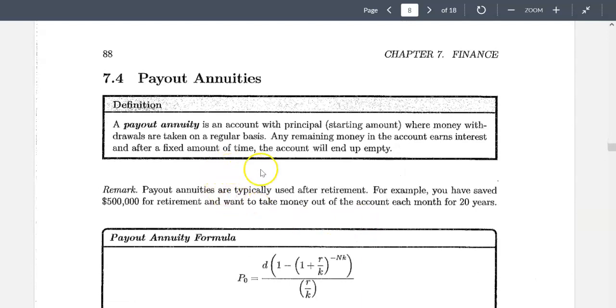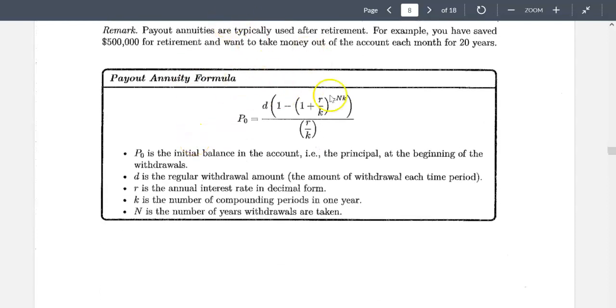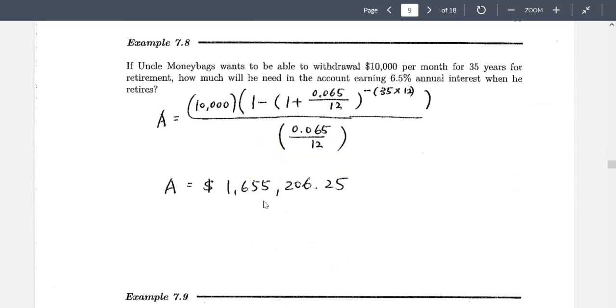All right, payout annuity. This is an account with a principal where money withdrawals are taken on a regular basis. So it's the opposite of the annuity we just talked about. This one, you have a lump sum and then slowly you're taking the money out instead of putting money in. Okay, so here's the formula. Very similar. All the symbols you should know. Let's look at an example of how this is used.